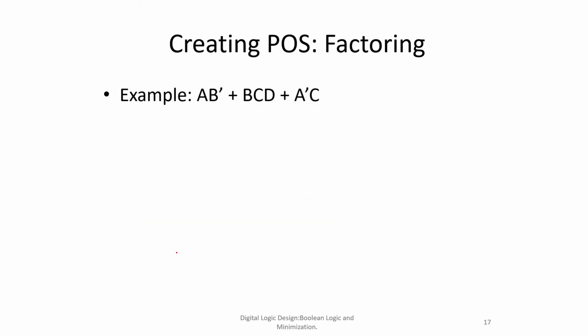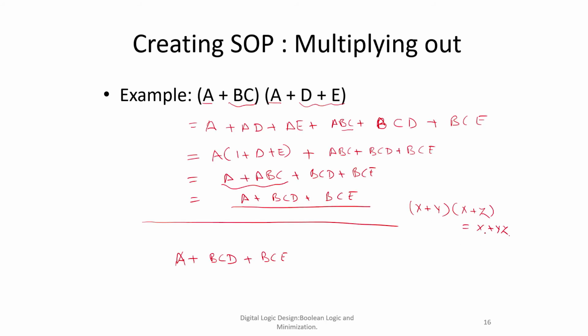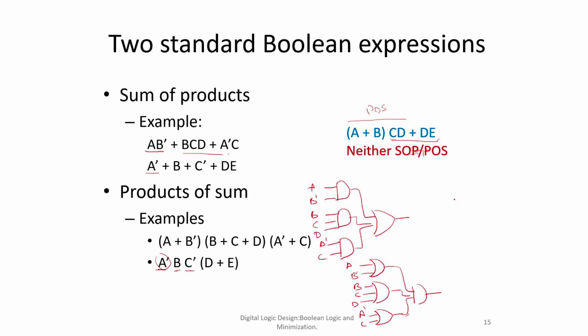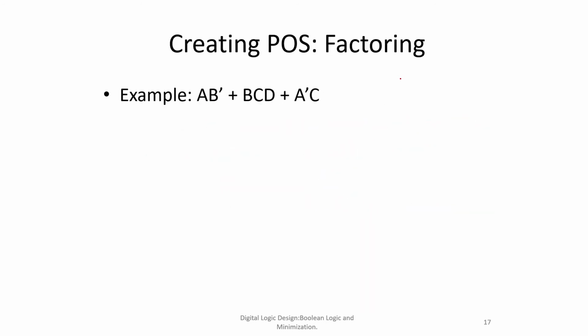Now let us see how to create product of sum. If I want to create product of sum, then the method would be that I would need to do factoring. So factoring would essentially again use the same theorem which says x plus yz equals x plus y and x plus z. So this distribution of addition is what we are going to use for creating a factoring.